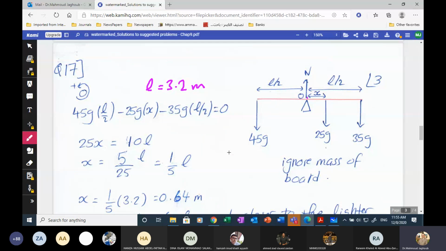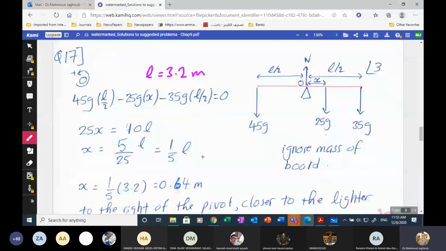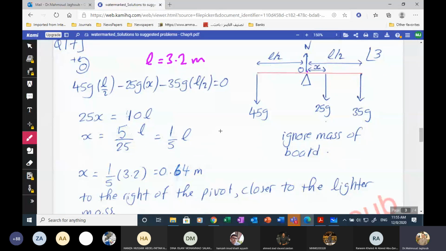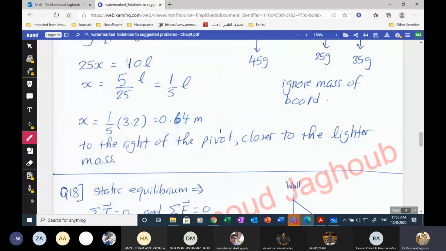Okay, so let me ask you this question. If one of you in the exam, for example, if this was an exam question, made a mistake. Instead of suggesting that the girl should sit on the right, close to the lighter weight, he drew the weight of the girl on the left over here, for example, and said this is x. What do you think he will get? He will get the torque as negative. He will get minus 0.64. Yes, which means that x should not be on the left, it should be where? On the right. That's what it means when you get a minus. I just wanted to point your attention to this point.